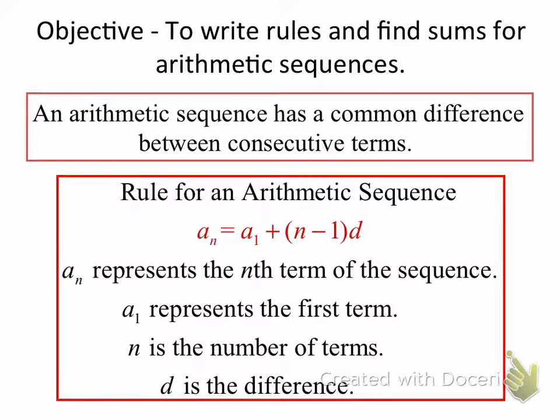N is the number of terms, and d is our common difference. Pause the recording and take your notes. So a couple questions that came up: is a sub n and n the same thing as in the table? Yes. N is the number of the term, and a sub n is the term you're talking about.